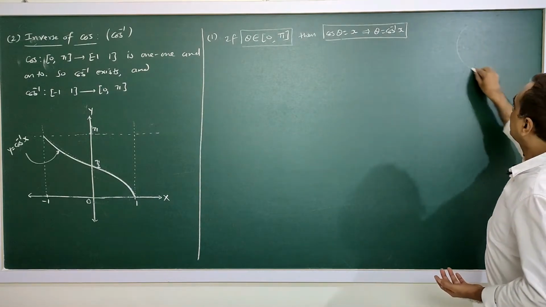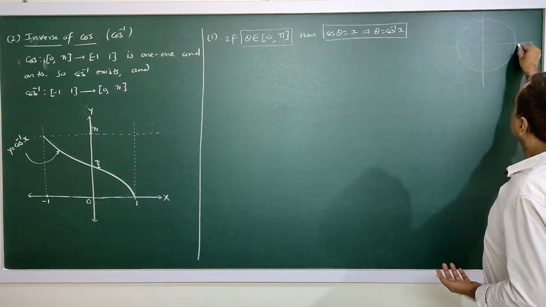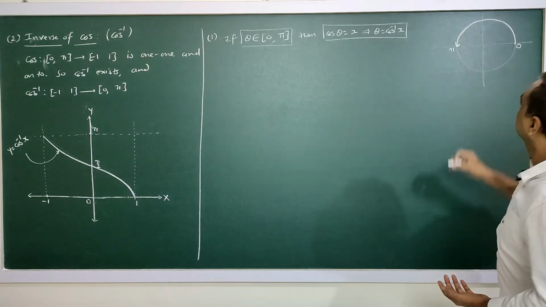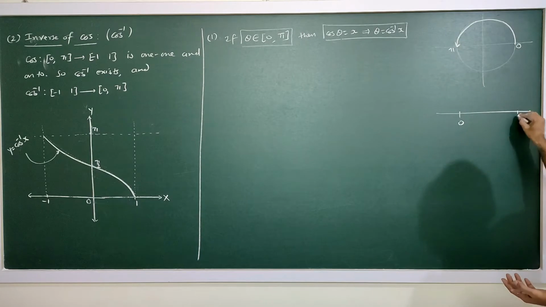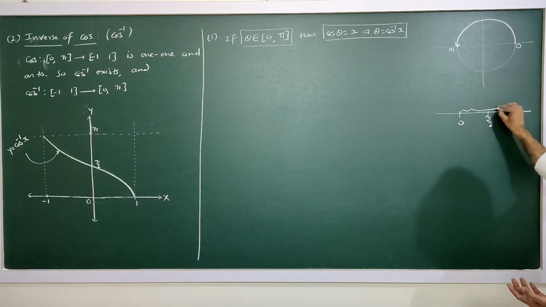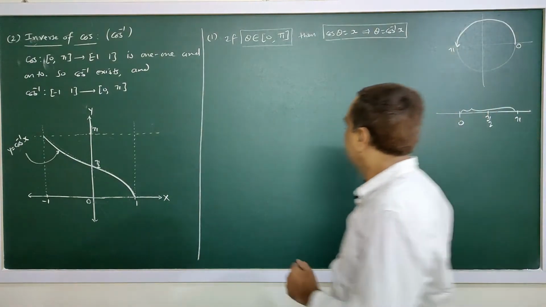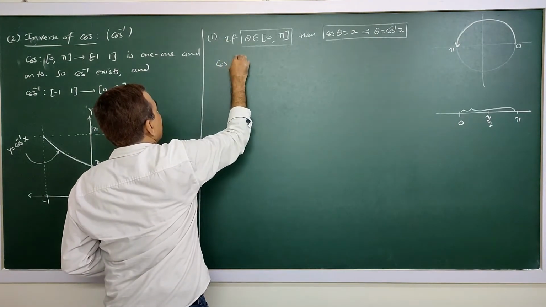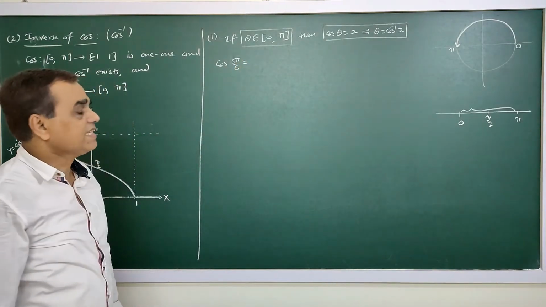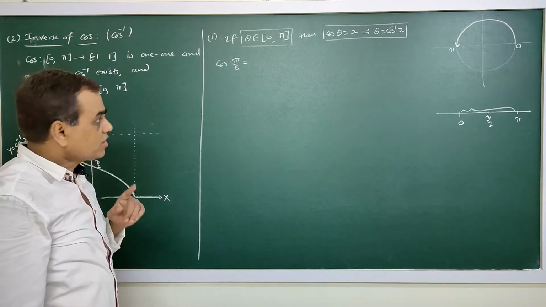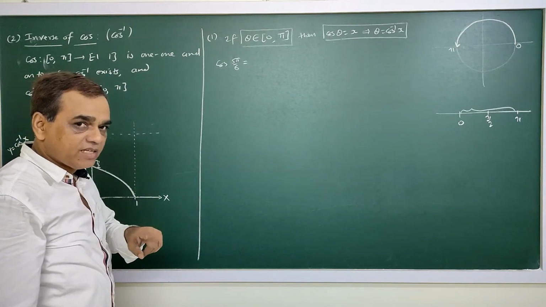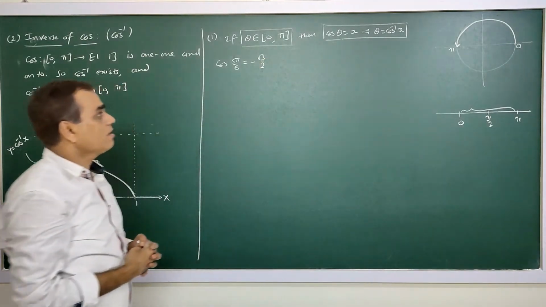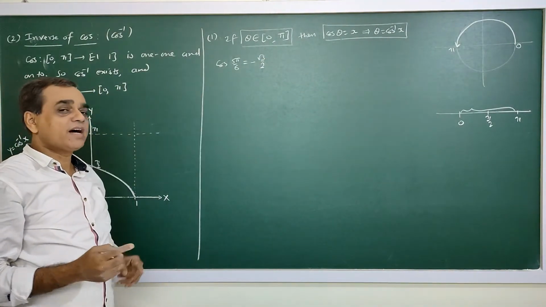Say, here on the number line, this is 0, this is pi. So 0 to pi. So theta should be this part. On the number line, 0 to pi, it is via pi by 2. So theta should be in this interval. As for example, suppose I take cos of 5 pi by 6. Cos 5 pi by 6 is cos of pi minus pi by 6, that is minus cos pi by 6, that is minus root 3 by 2. Cos 5 pi by 6 is minus root 3 by 2. This is correct.